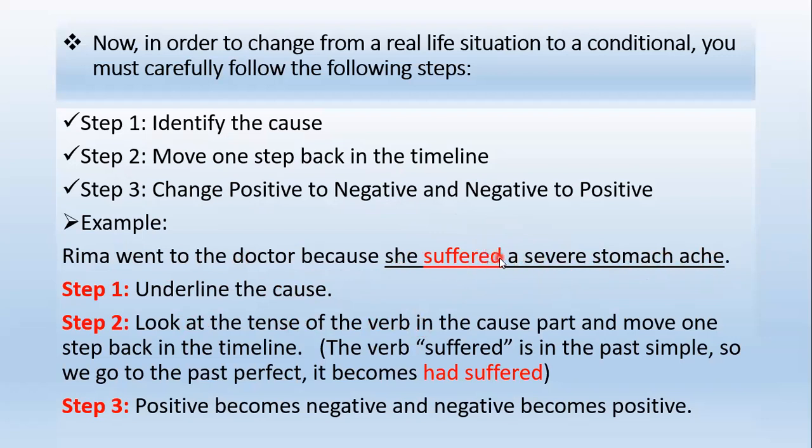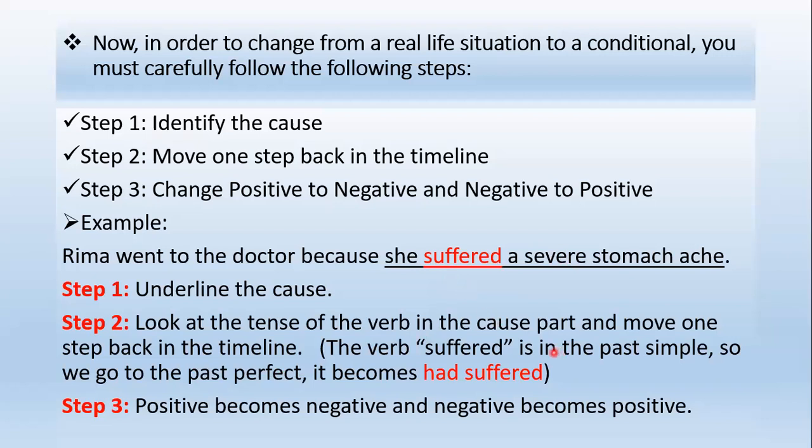We added ed. And what we're going to do is go back one step in the timeline, which is what? Past perfect, because we already know from active and passive, and from quoted and reported speech, that when we go one step back in the timeline, all the present tenses will go to the past tenses, past simple will go to past perfect, and past perfect stays the same.